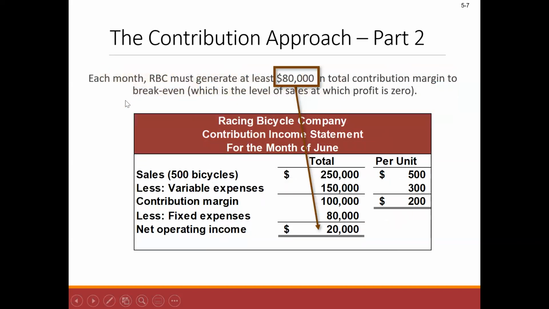Each month, the Racing Bicycle Company has to generate at least $80,000 in contribution margin just to break even. That's not to make a profit, it's just to break even, which is the level of sales at which profit is zero. Okay, so they know this is how much they've got to sell in order to just break even. Everything on top of that for the contribution margin is going to be bonus.